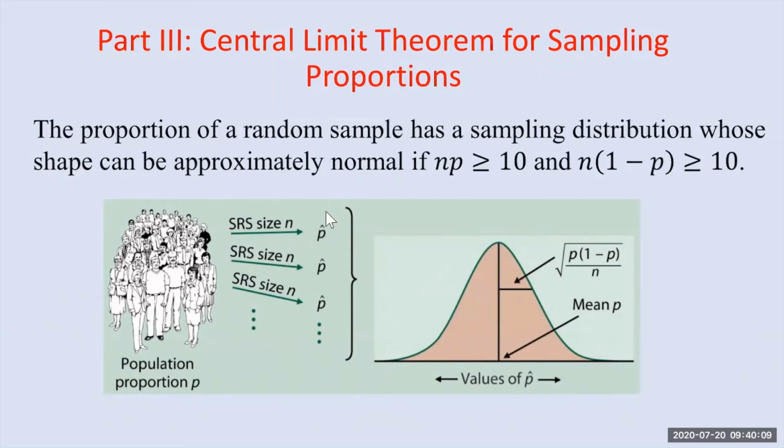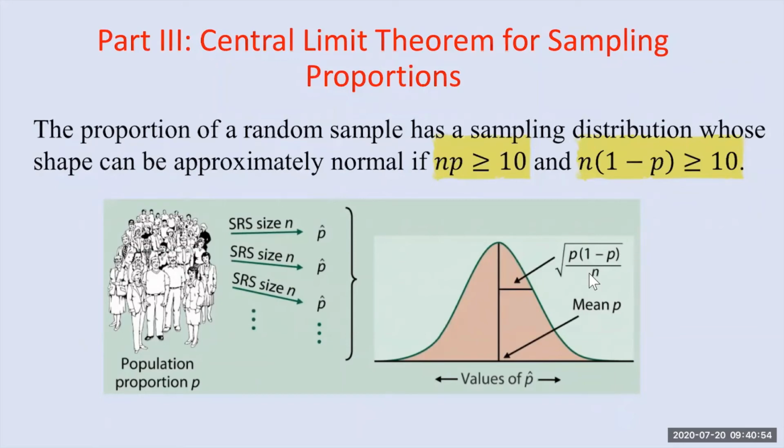The distribution of these p hat will be normal if these two conditions are true: if n times p is greater than or equal to 10 and n times 1 minus p, or you can also say n times q, is greater than 10. If these two conditions are true, then the sampling distribution of the proportion will be normal, with the mean equal to the population proportion p, and standard deviation given by that formula.